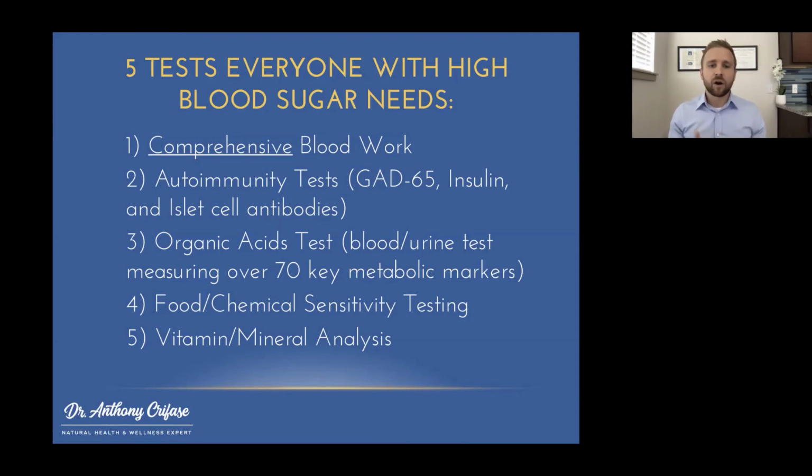The next test is autoimmune tests. This is GAD65, insulin, and islet cell antibodies. We discussed these as well. An organic acid test gives us kind of a blueprint of the entire body. This is a blood and urine test that measures over 70 key metabolic markers. So as we discussed, if your metabolism in the body is not working, we need to adjust and find out why that is.